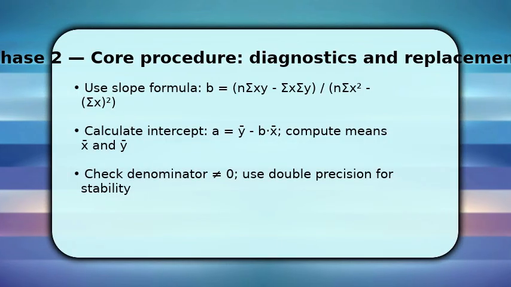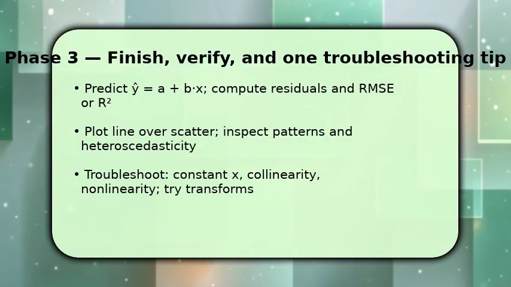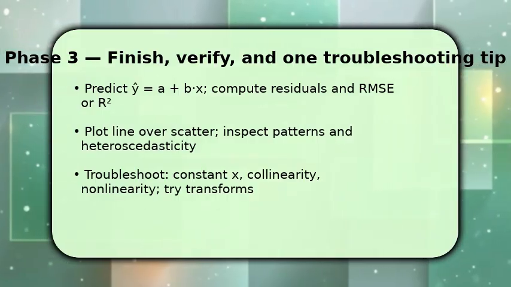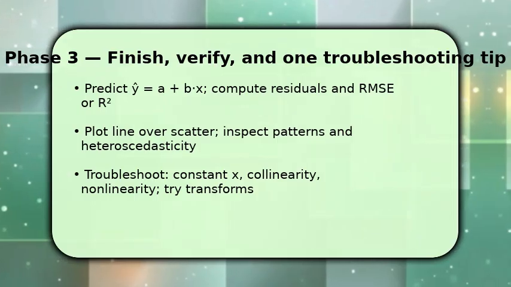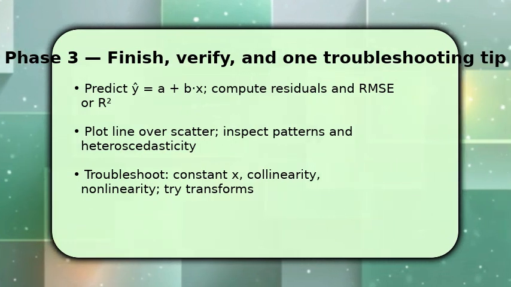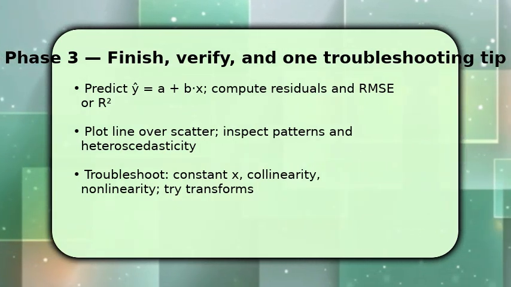Finish by applying the model. Compute predicted values ŷ equals a plus b times x, then residuals and a fit metric such as RMSE or R squared to quantify accuracy. Once done, plot the regression line over the scatter to visually inspect fit and patterns like heteroscedasticity.